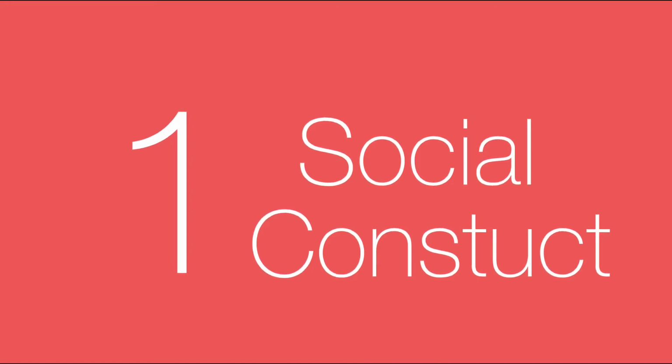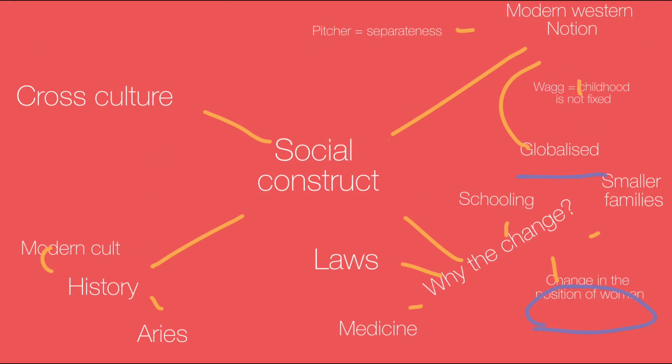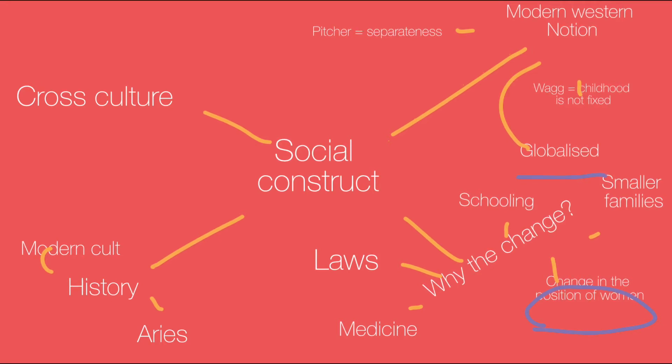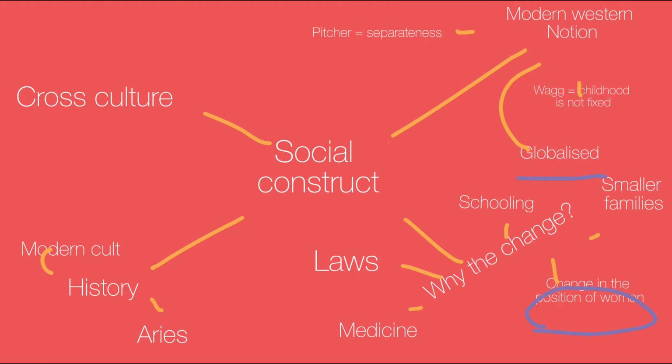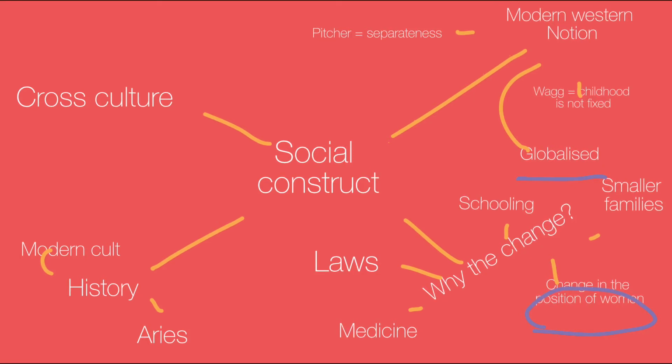So let's move in and have a look at it in a more sociological way. Here's my little spider diagram on social construction. I'm going to start with top right, modern Western notion. What WAG is bringing to us as a sociologist is that childhood is not fixed. If you go to different cultures and different places, you will find that childhood is viewed in very different ways. In some of the Polynesian islands near Australia, they don't really have an idea of childhood.